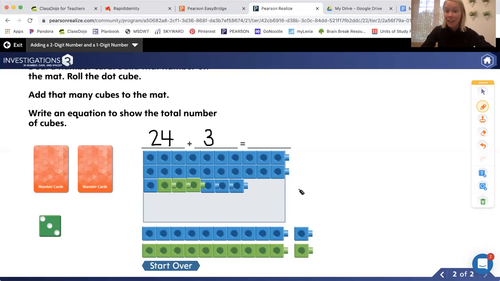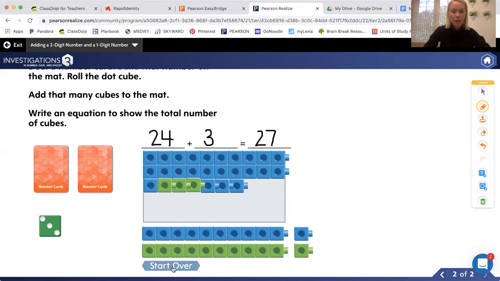So I counted mine like this: 10, 20, 21, 22, 23, 24, 25, 26, 27. Another way that you could have counted that is you could say, I know that there are 24 once we get to the green cubes. And I can just count on from 24, 3 more, 25, 26, 27. Okay, that's another way that you could do this.